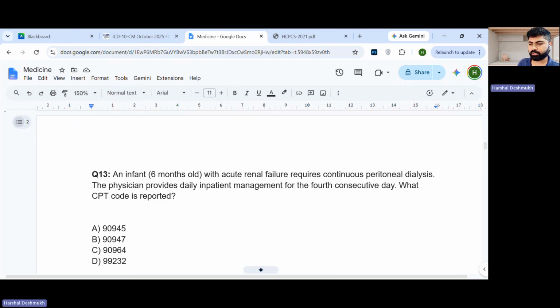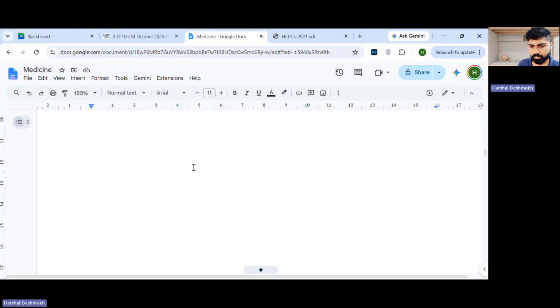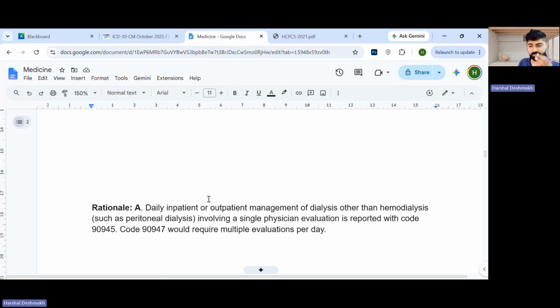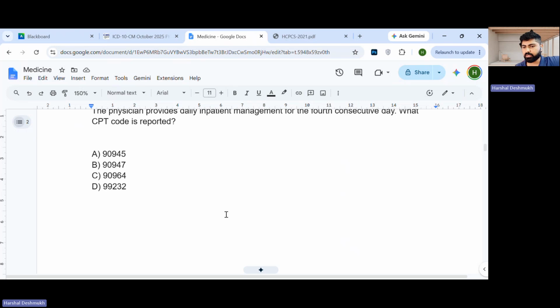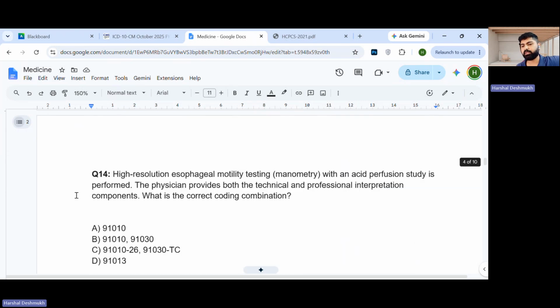All right. The correct answer to this question is option A. That is, daily inpatient management of dialysis other than hemodialysis involving a single physician evaluation is reported with code 90945. So option A. Moving on to the next question.